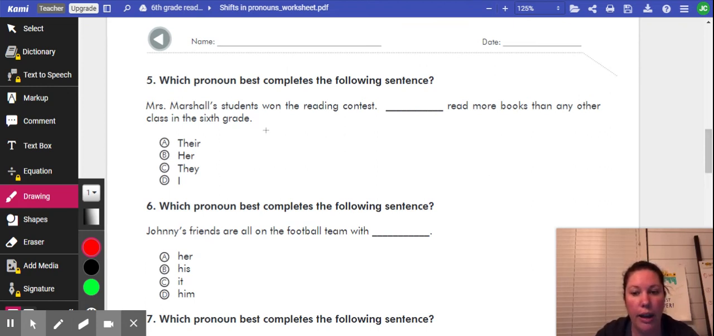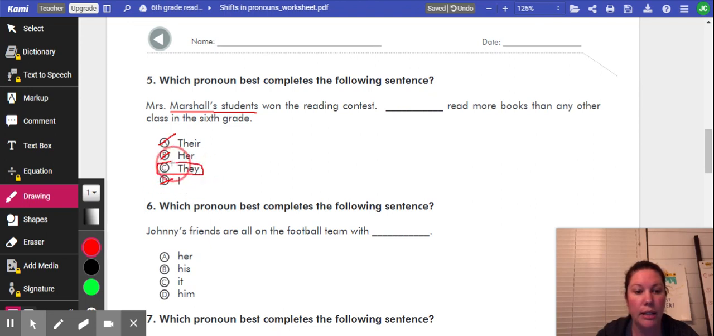Okay. Well, I'm hoping you guys could tell by the way I read it that there and I were for sure out. They just didn't sound right. There read more books. That just does not sound right. I read more books than any other class does sound right, but in the beginning, in this first sentence, nothing was stated about me or I. It only talked about Mrs. Marshall's students, so plural here, and I is singular, so we can definitely cross that out. And because it's students, which is plural, we could also cross out her because her is singular. And so that means that they is the correct answer.